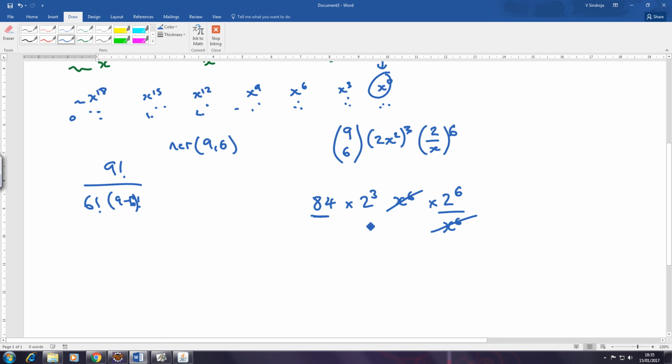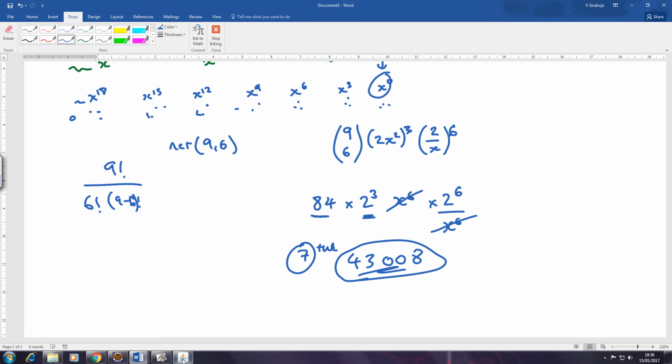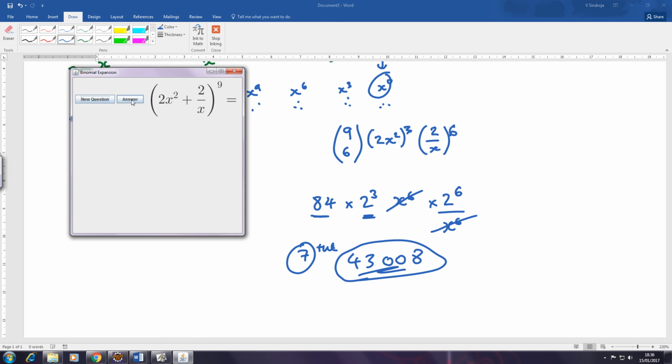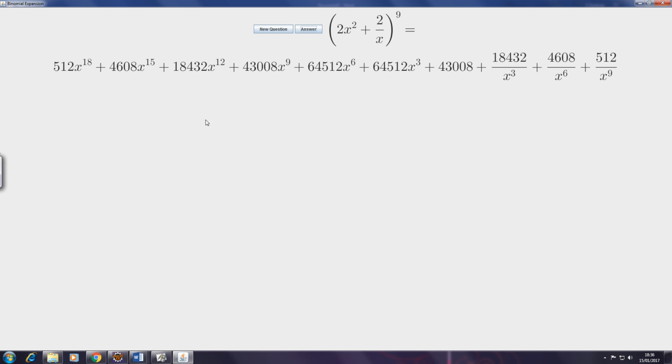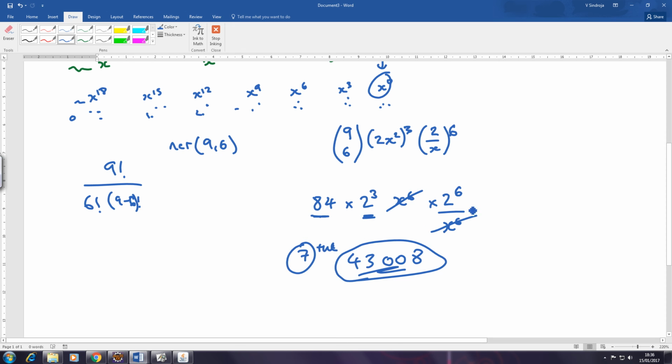So all I need to do is work out 84 times 2 cubed times 2 to the power of 6. So 84 times 2 to the power of 3 times 2 to the power of 6 is 43,008. That is the constant term. It's in the 7th position, 7th term, and that's the number it's going to be. So we should see if we're right. Okay, so I have to press the answer button. Where are we? Oh, 1, 2, 3, 4, 5, 6, 7. There it is. And that's the answer.